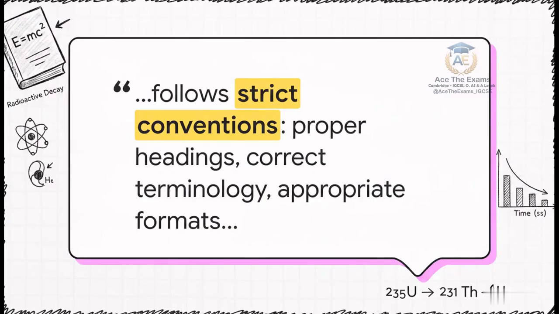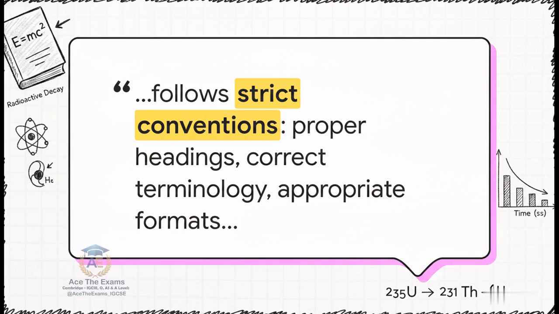Landing the perfect score means building a system and adhering to these strict conventions. As this quote highlights, proper headings, correct terminology, appropriate formats, and clear annotation are not optional extras. They are the actual language of physics. If an element transmutates, you must use the correct atomic notation. You must label your axes on a decay graph with units. You need to manage your time matrix so you actually have the seconds left to double-check these annotations. If you want the examiner to treat you like a top-tier physicist, you have to present your work like one.